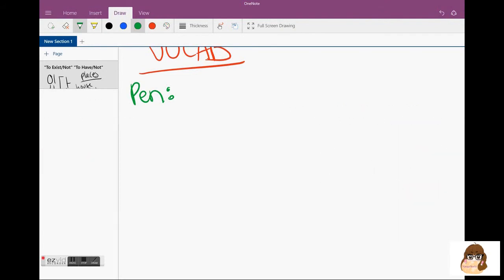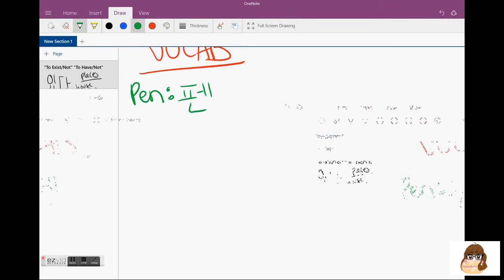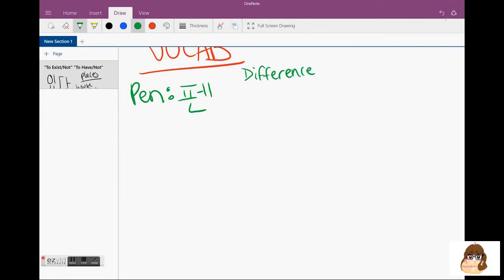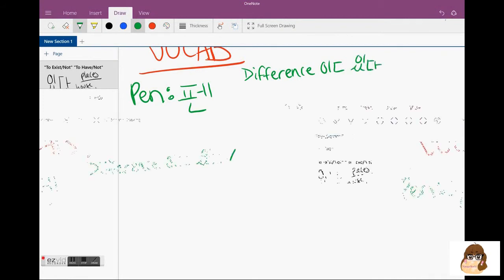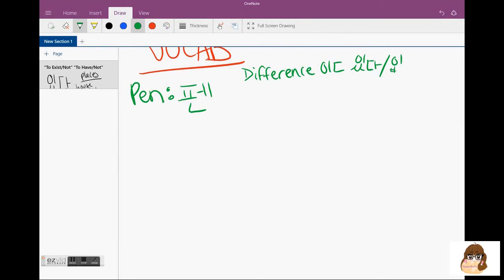But if someone asked you if you have a pencil, that's when you're using 있어요, and that's when you answer with 있어요 or 없어요. But if they're asking you, is it a pen, you're going to be using ida. And if you're replying, you're going to be using the forms for ida too. So I hope you understand that. So I think using pen is a good example of explaining the difference between ida and 있다/없다.